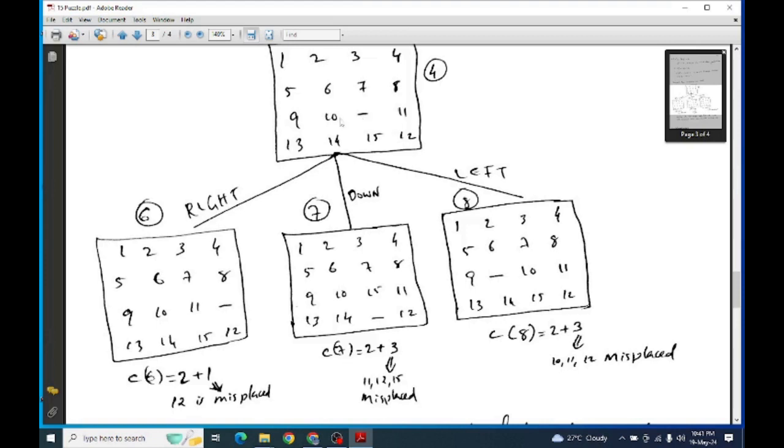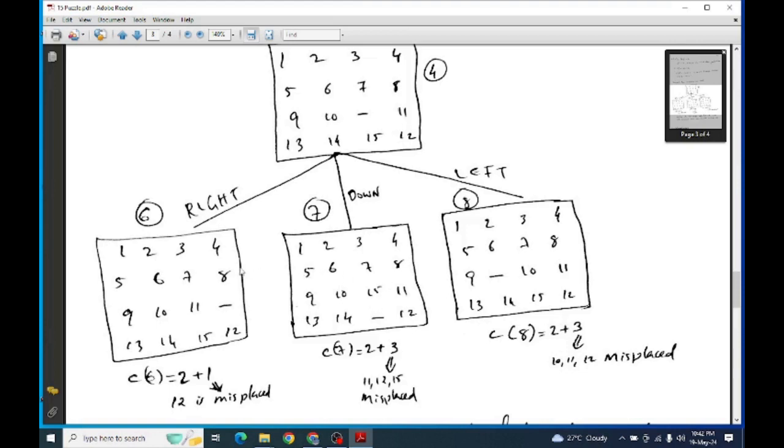move the empty space left. So two movements, then which tiles are not in the right position? 10, 12, 9, 10, then 11, 12, they are not in the right position. So 2 plus 3, 10, 11, 12, they are not in the right position. So 2 plus 3, 5.